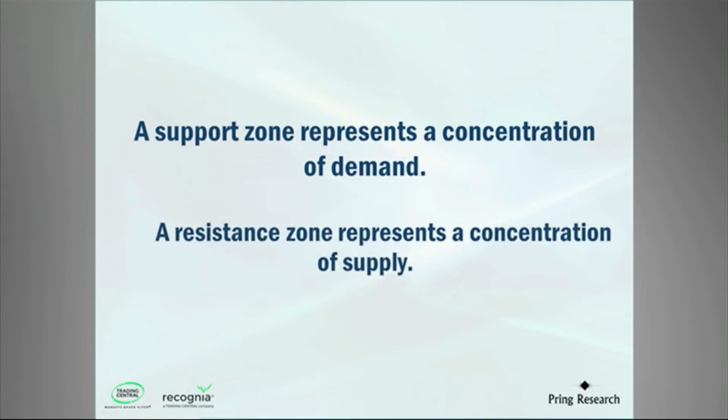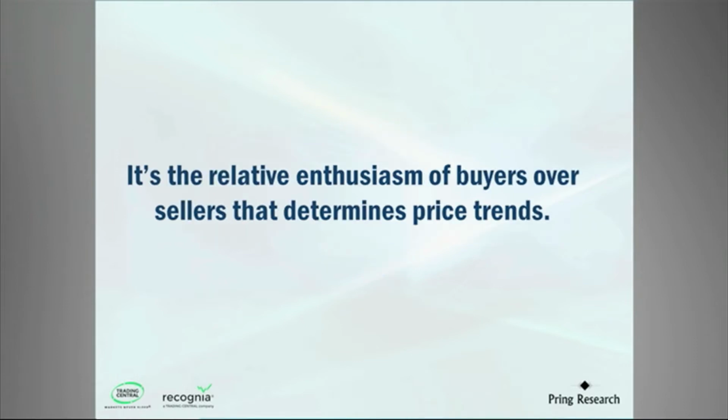The word concentration is emphasized because supply and demand are always in balance. But it's the relative enthusiasm of buyers over sellers or vice versa which is important, because that's what determines price trends. If buyers are more enthusiastic than sellers, they'll continually increase their bids until their purchasing demands have been satisfied. On the other hand, if sellers are the more anxious, then they will be willing to liquidate at lower prices, and the general level will fall.